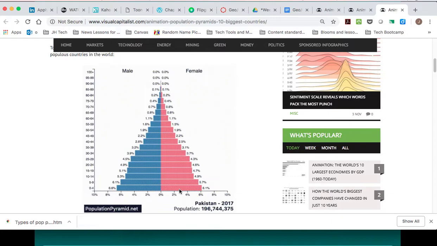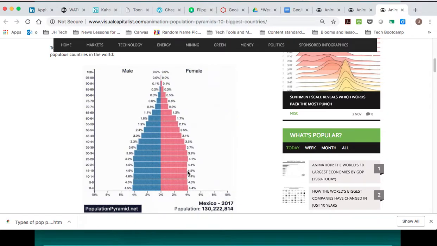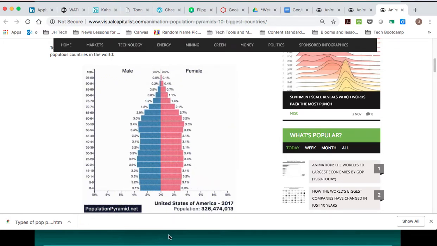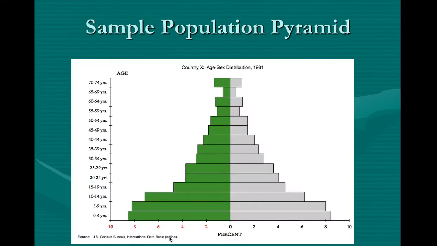So again, Pakistan, Nigeria, those have high birth rates. That's why they have so many children in their country. If it's smaller here, they're going to have a lower birth rate. So that's a definition of a population pyramid.